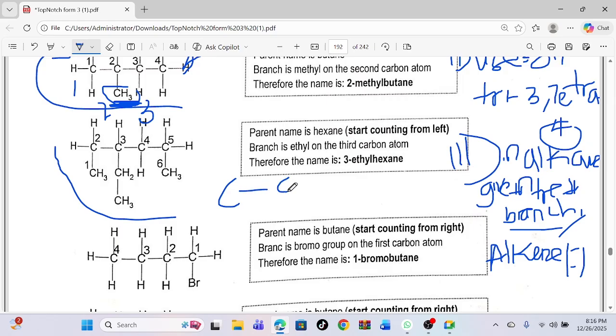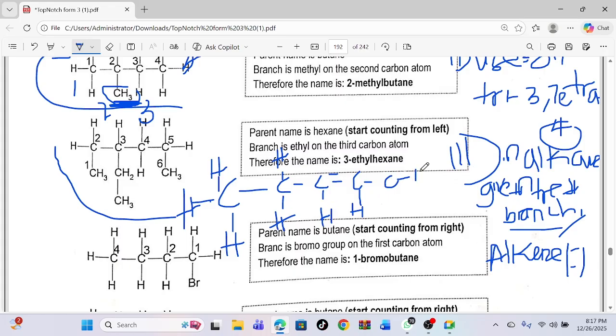this is a C, then a double bond, then C. Then suppose I have H here, also H here, H here, H here also, H here, also H here, H, also H here, H here, also H here. So let us make one of the branches CH3.